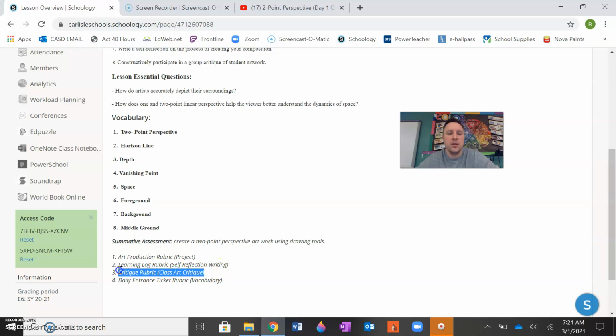Then you'll do a critique as a class of each other's artwork halfway through the project. And you'll also be doing your daily entrance ticket assignments, which are worth 2 points to introduce the vocabulary so that when it's time to do the learning log at the end of the unit, you'll understand all the vocab so you can complete the vocabulary section of that as well.